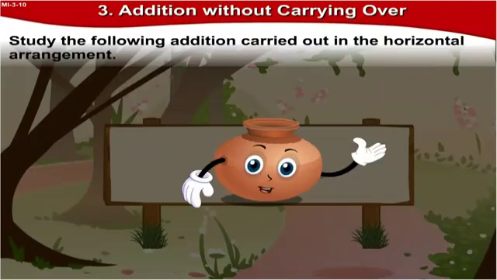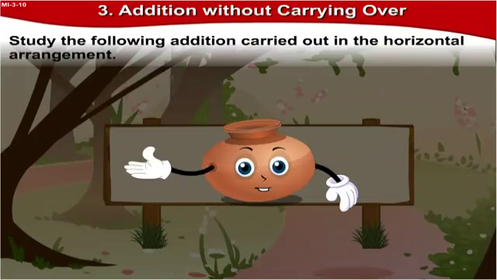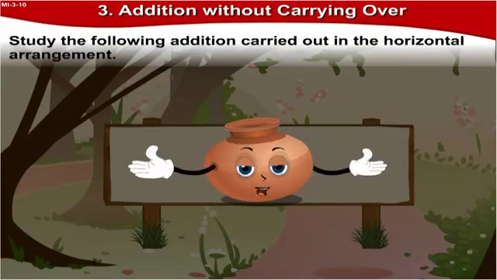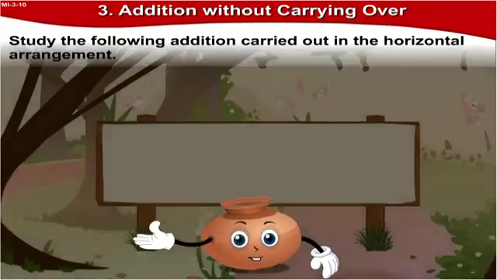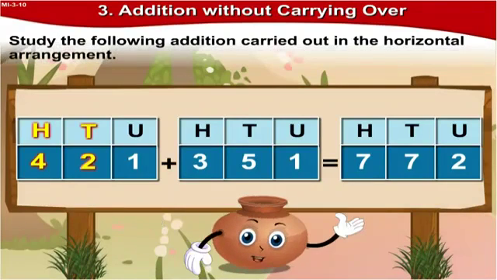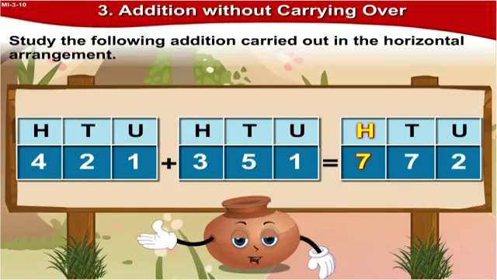Study the following addition carried out in the horizontal arrangement. Children, observe the addition done by the horizontal arrangement. The addition is 4 hundreds, 2 tens, 1 unit, added with 3 hundreds, 5 tens, 1 unit gives 7 hundreds, 7 tens, 2 units.